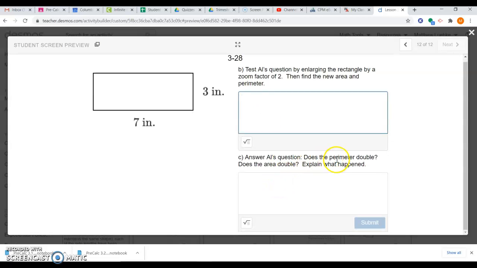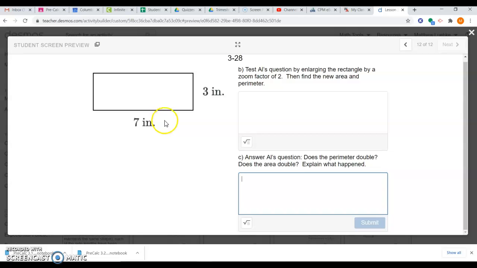And then we're going to relate the area and the perimeter in the bottom box. And so we're going to take, again, new perimeter divided by old perimeter, and we're going to take new area divided by old area, and we're going to see what happened. Did the areas double? Did the perimeters double? Did the areas quadruple? Did the perimeters quadruple? We want to see what happens.